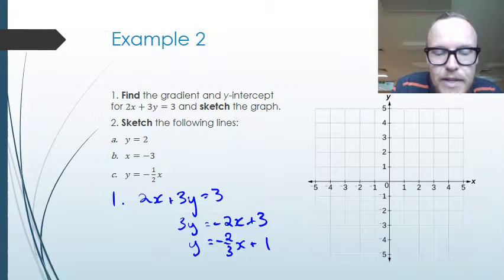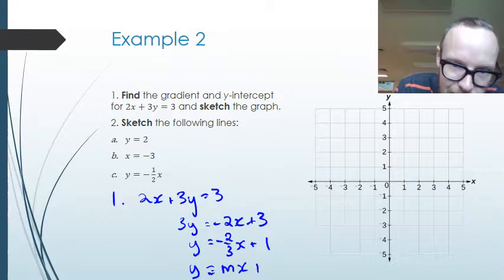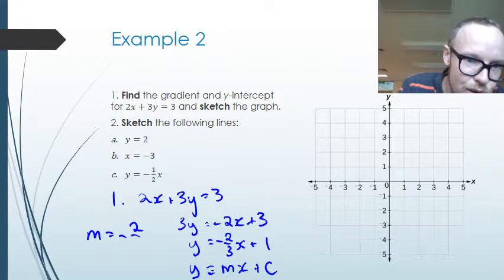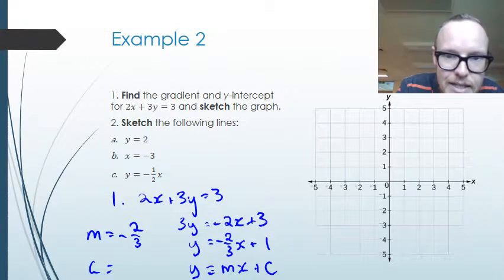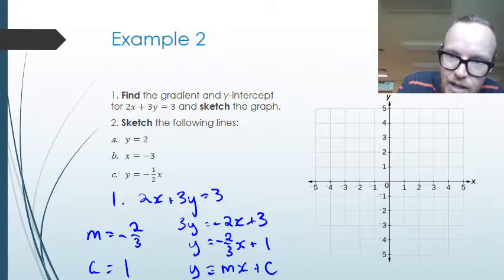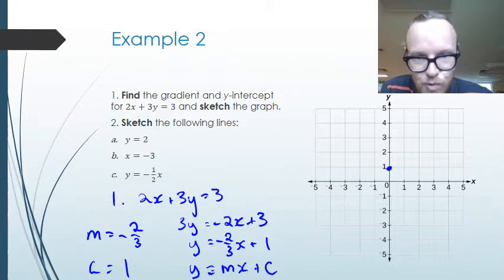So here we can see, if I was looking at this, y equals mx plus c, I can see that my gradient, m, is equal to negative 2 over 3, and our y-intercept is 1. So I can plot my y-intercept on the graph, because it asks us to sketch the graph. Plot my y-intercept on the graph, c equals 1.